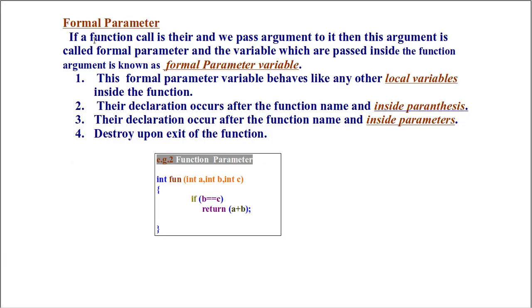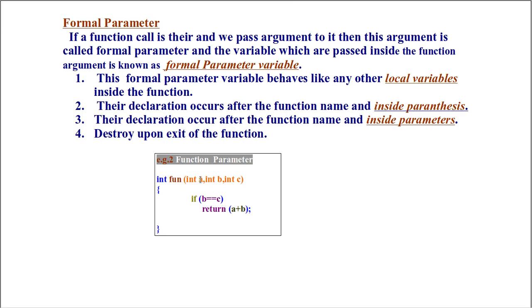So you can read here what the formal parameter variables are. If a function call is there, we pass arguments to the function, and the variables passed inside the function arguments are known as formal parameter variables, and they are also local to the function. These variables are also stored inside the stack.